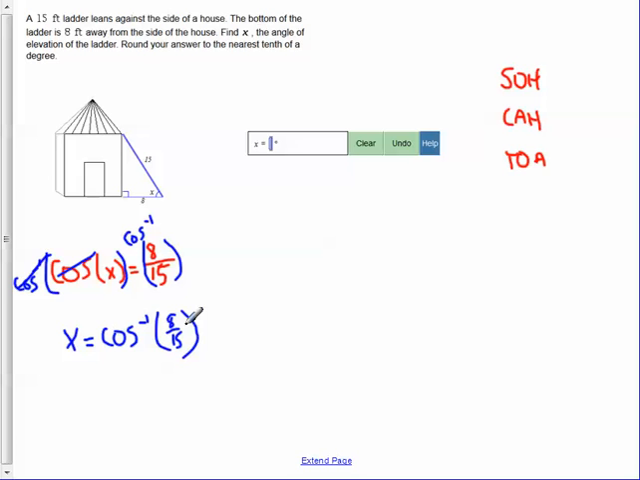If we were to punch that into our calculator, we would get 57.769, and then a bunch of other numbers. We're going to round to the nearest tenth of a degree again. So in this case, it would be 57.8 degrees. Those are all the trig topics that you can look at.